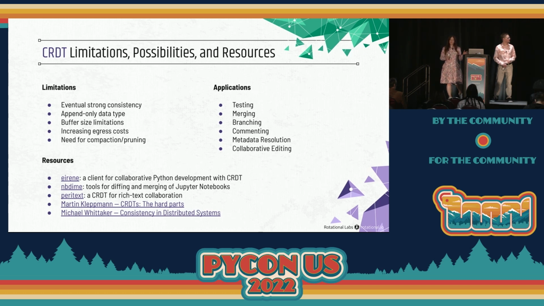But those limitations aside, we think that it's pretty neat and actually kind of surprising. CRDTs have been around for more than a decade, and it's surprising that they haven't found more usage in everyday programming. So we're hoping that this talk will be the beginning of a change there. We see lots of possibilities for collaborative editing, for merging, forking, branching, commenting, all kinds of more collaborative ways of working together.